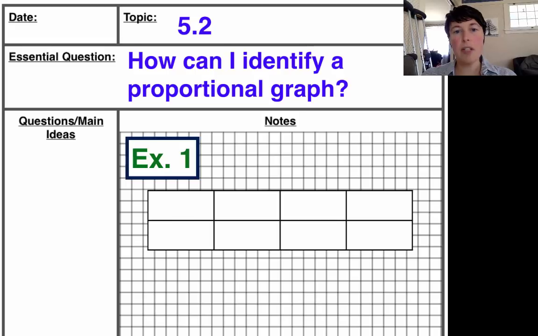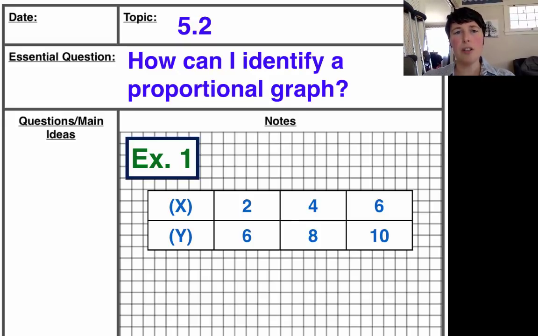So to get us started, we're going to build a table in our notes. And in this table are going to be the two variables x and y. So go ahead in your notebook and draw a table that looks similar to mine. I'm also going to give you some numbers to put in the table. I'm going to give you 2, 4, and 6 as my x points. And I'm going to give you 6, 8, and 10 as my y points. So if you need to pause the video to copy all this down, go for it.